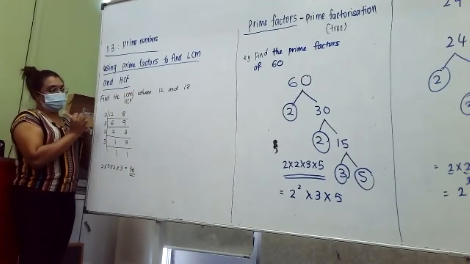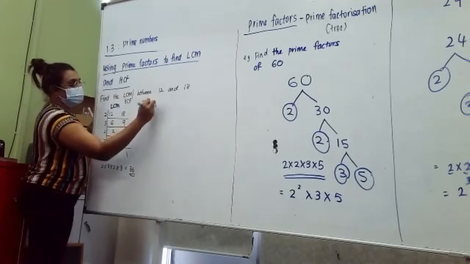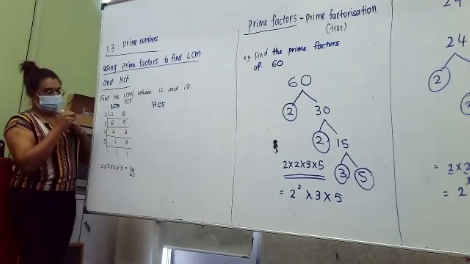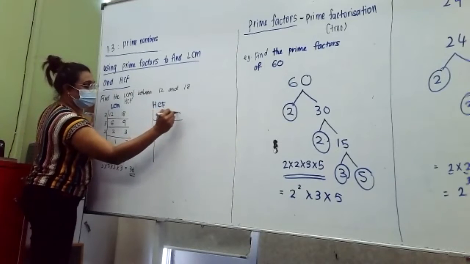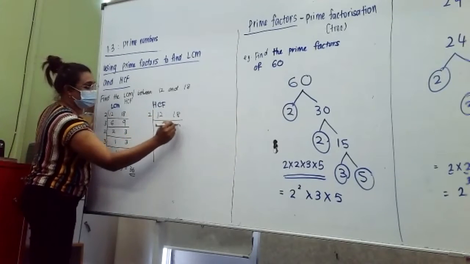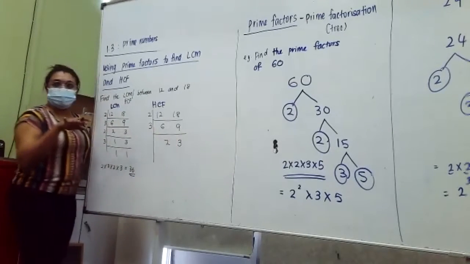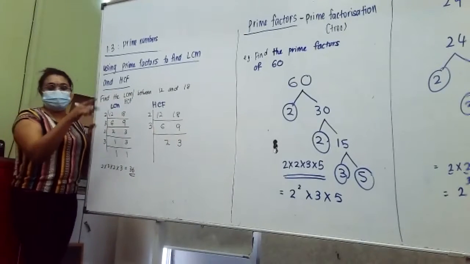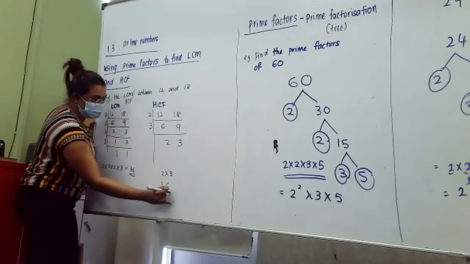So another one, 6 here, this is LCM. 6 here, 12, 18, 2, 6, 9, 3, 2, 3. So stop. Correct? Because it is here. So the answer is 2 times 3, 6.